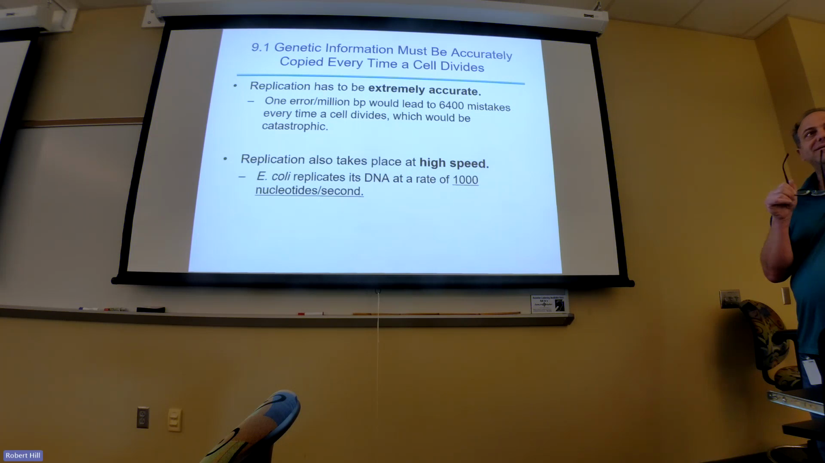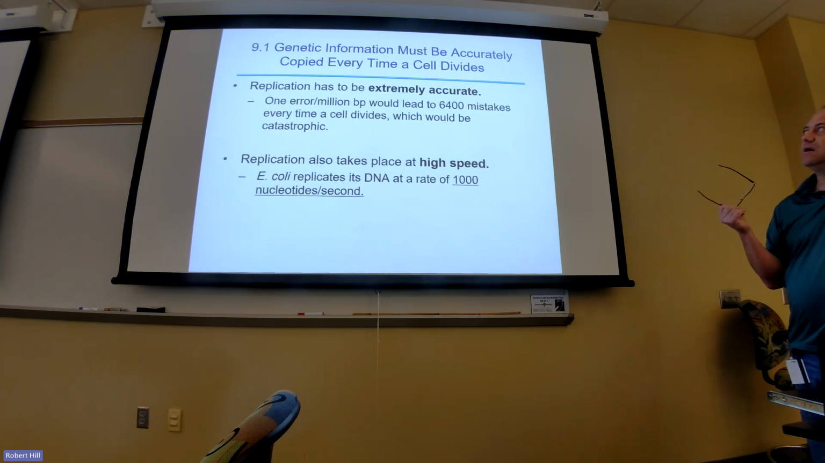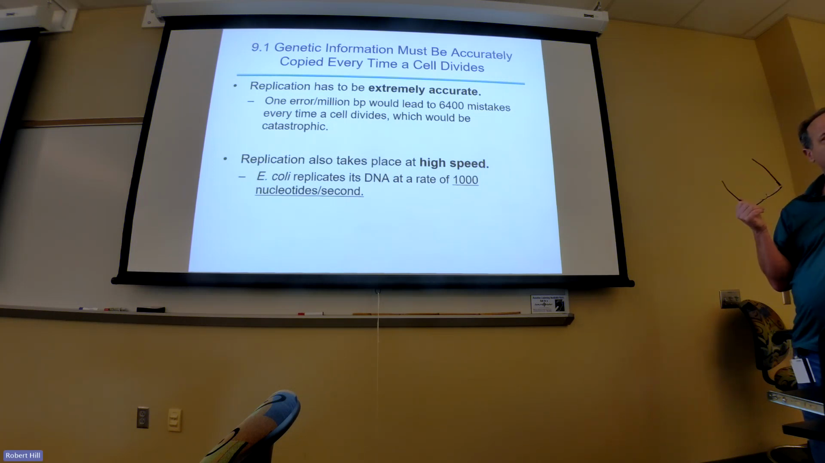What, 6.4 billion? Right, yeah. And that would be enough to completely mess up the cell. Okay. So the error rate is more like 1 in every 20 million, and those errors usually get caught. So the final error rate is more like 1 in every 60 million base pairs. So it has very good fidelity. Right? It's a very accurate enzyme.